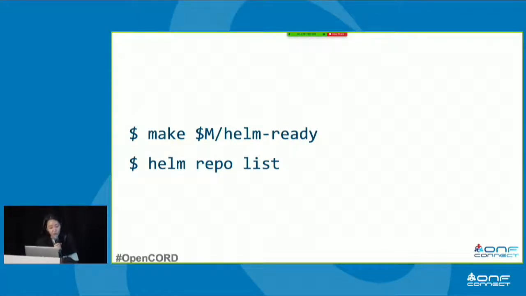And now you have to run helm repo add. It will just add the incubator repo and the CORD repo. Same command in the box. And after the command, if you check the helm repo list, you should see the CORD repo and incubator repo is added.